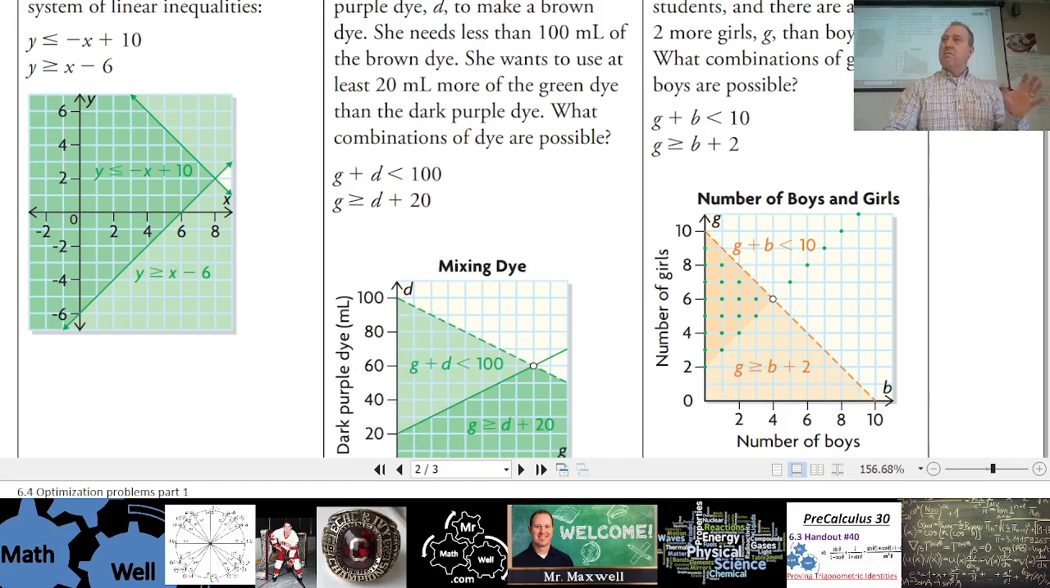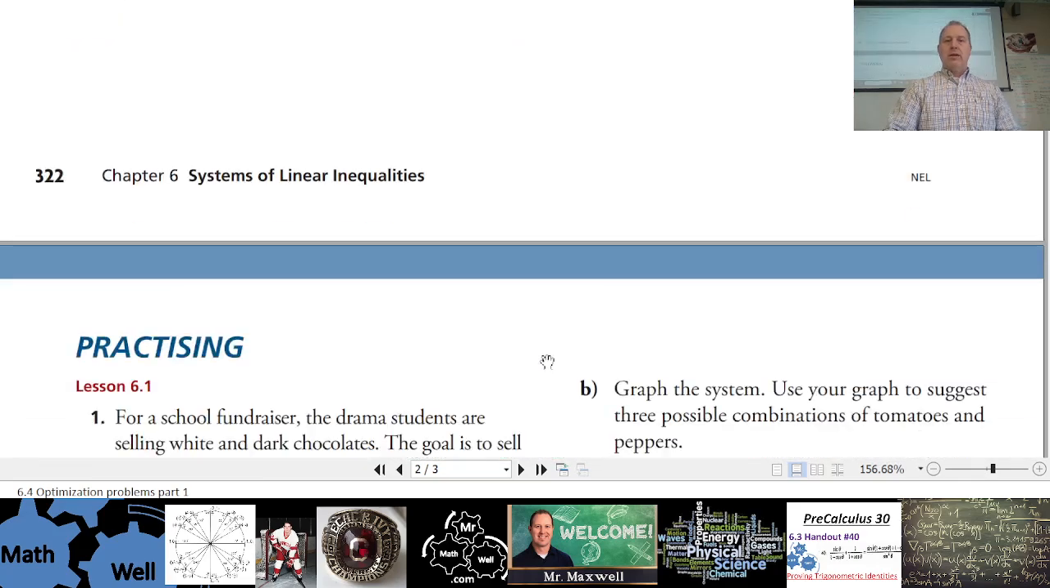And for a system, the solution for the system is where the shaded regions overlap for both inequalities. Because this region over here on the left is the solution region for both inequalities, that's the solution for the entire system, which is the two inequalities at once. Okay, so that's just a bit of review.